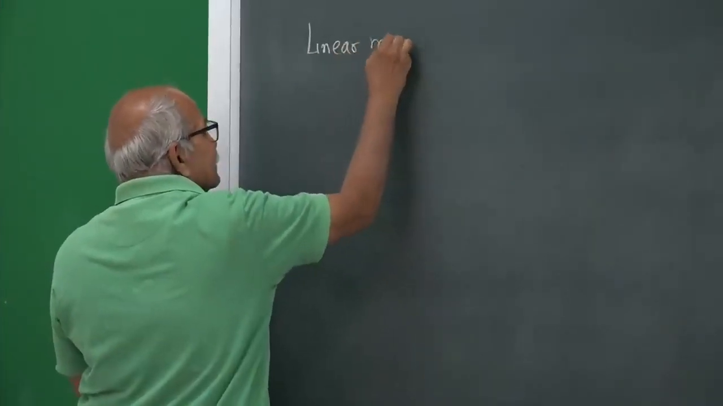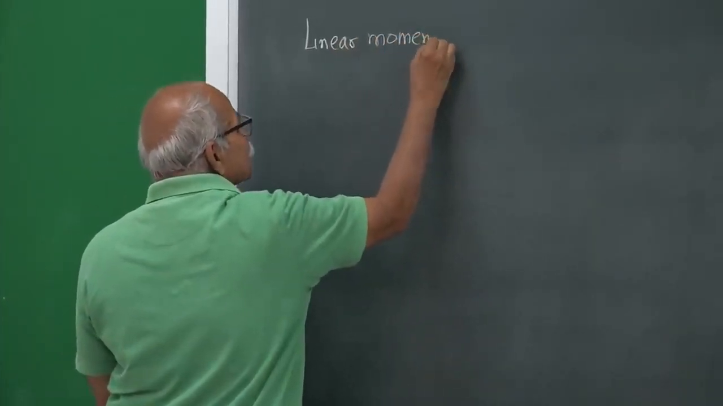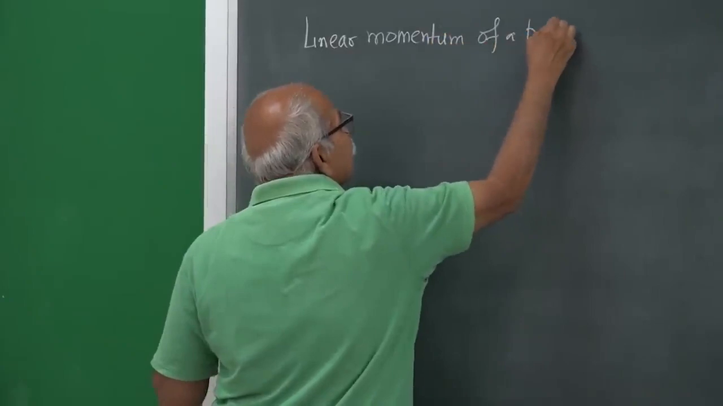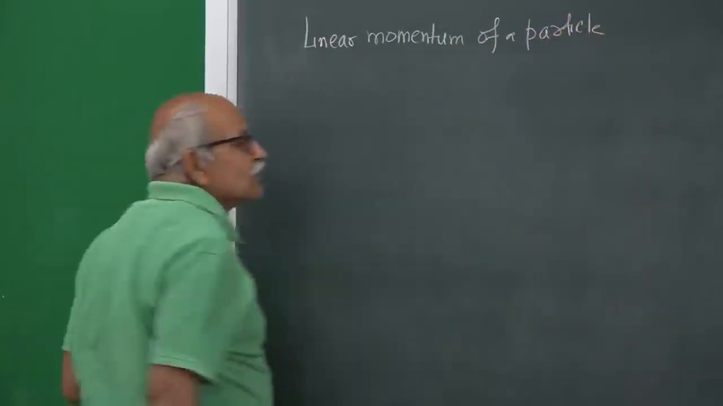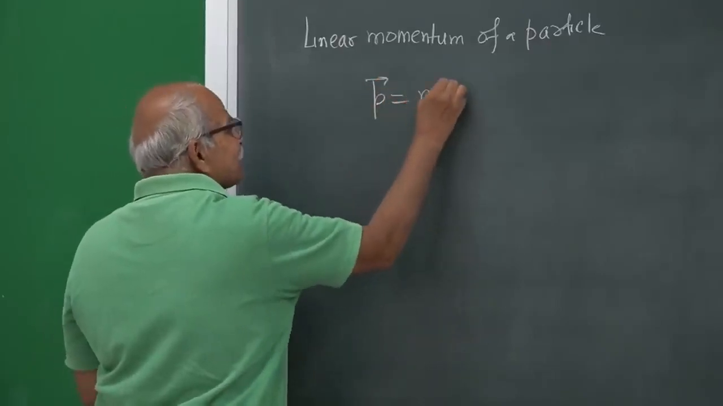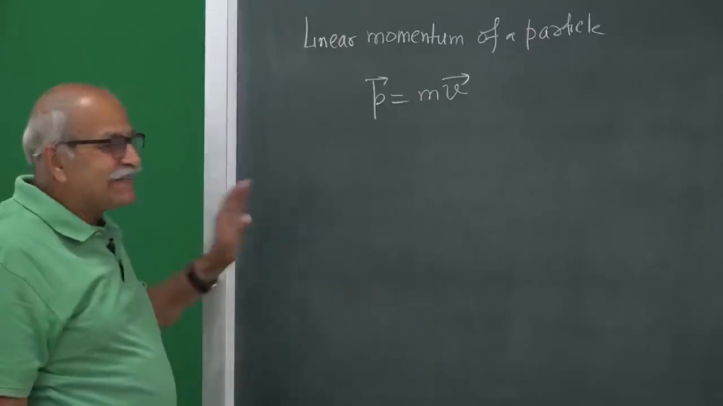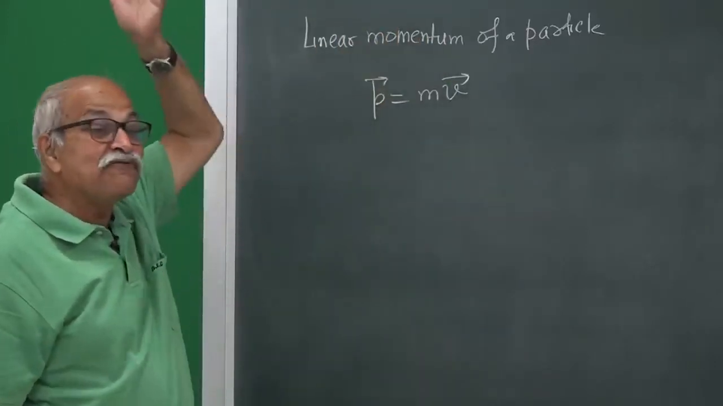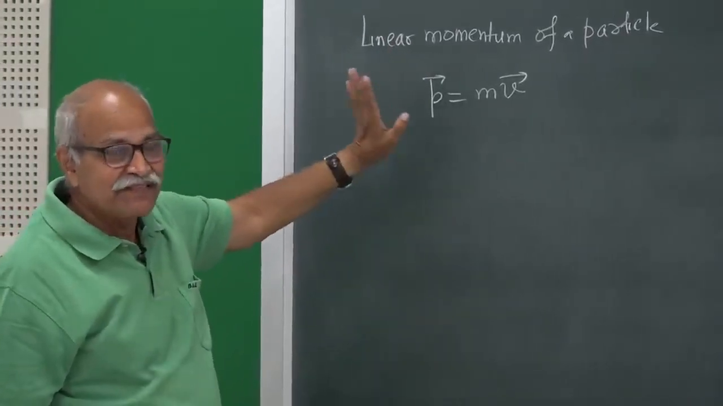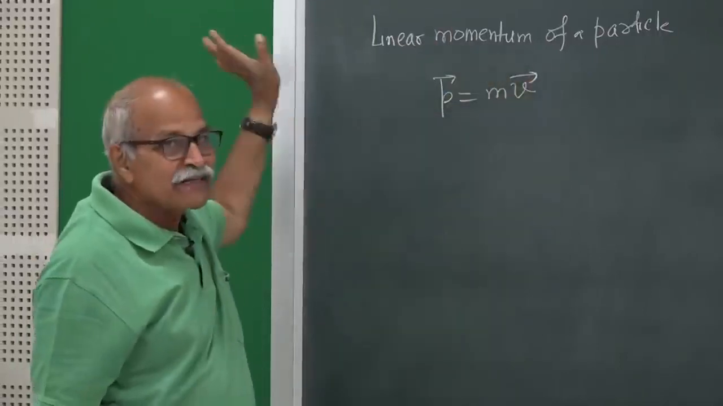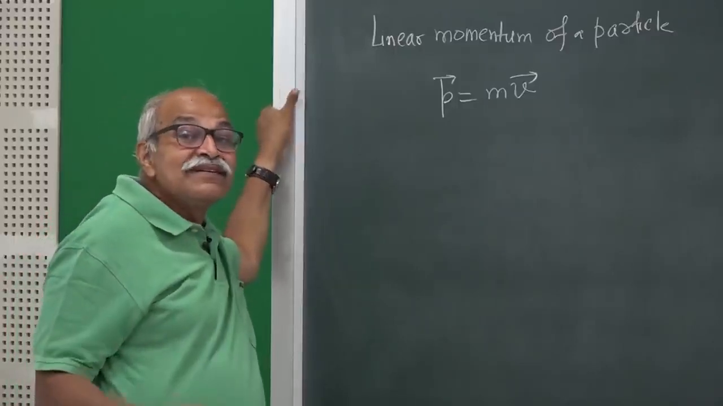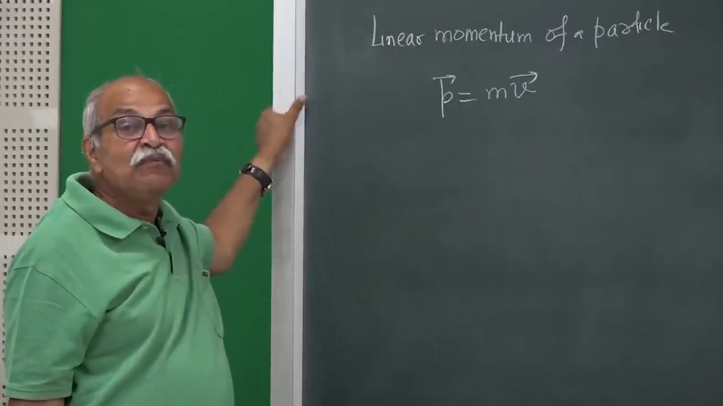It may be a single particle or a system of particles, rigid body, whatever. Linear momentum. To start with, I will be talking of a single particle system. So, linear momentum, and we define linear momentum as p is equal to mass times velocity. No fantasy, nothing special, this quantity is defined as linear momentum. It is by definition, this is the definition. Mass of the particle into velocity of the particle is called linear momentum of the particle.